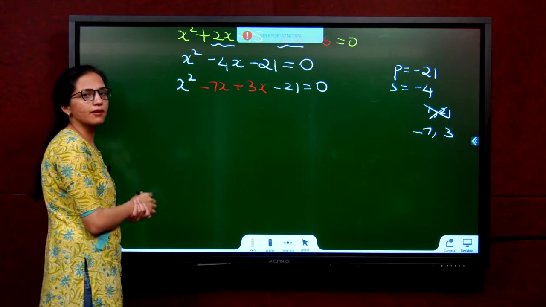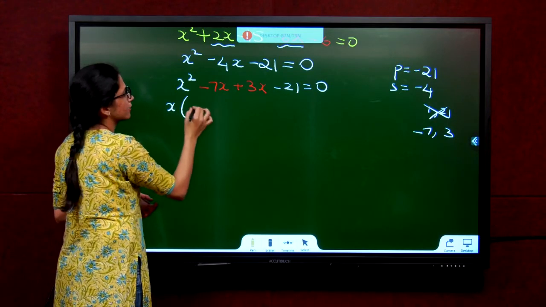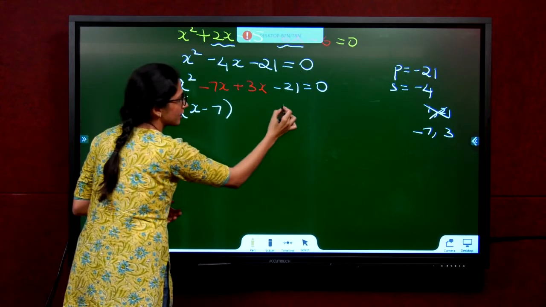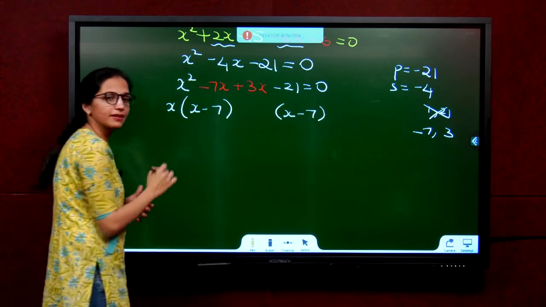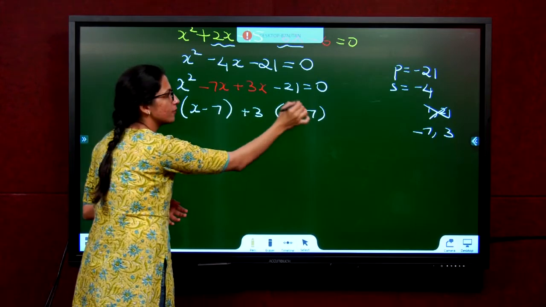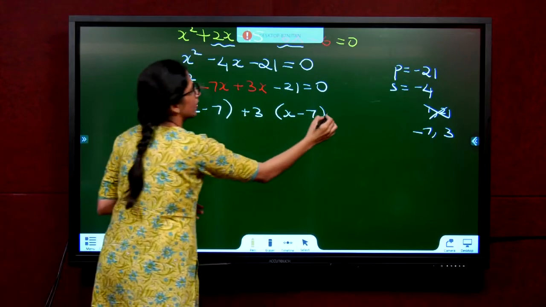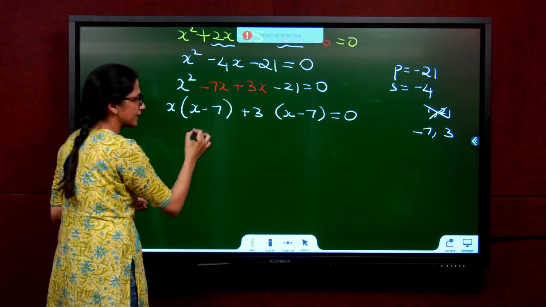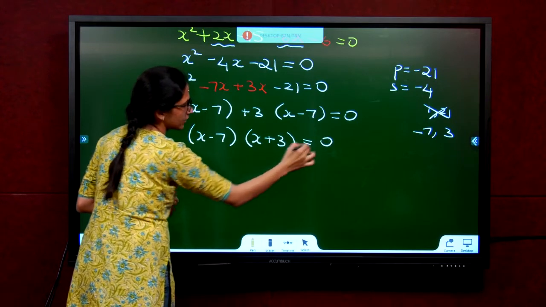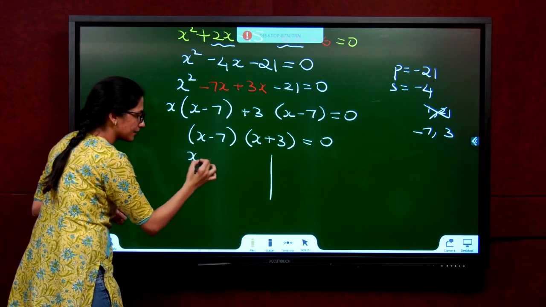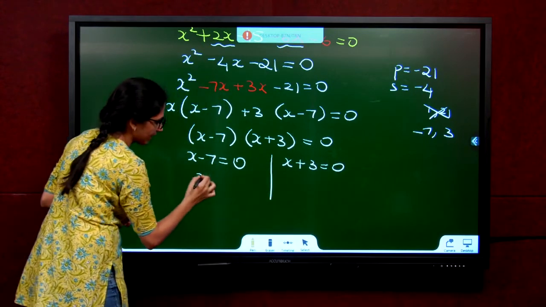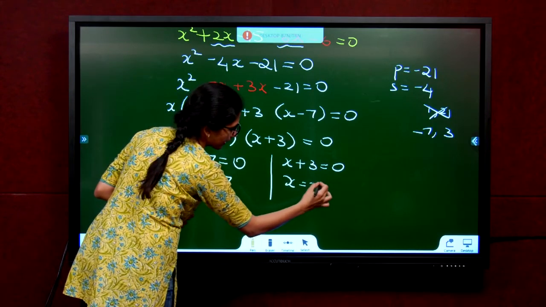From the first two terms, take whatever you can as common. X is common, x minus 7 will be there. Yes, the same term has to repeat over here. So, what will be the filler term here? Plus 3. 3 into x, 3x. 3 into minus 7, minus 21, which is correct, is equal to 0. Now take x minus 7 common, x plus 3 is remaining, is equal to 0. You get two solutions, x minus 7 is equal to 0, x plus 3 is equal to 0, x equals 7, x equals minus 3.